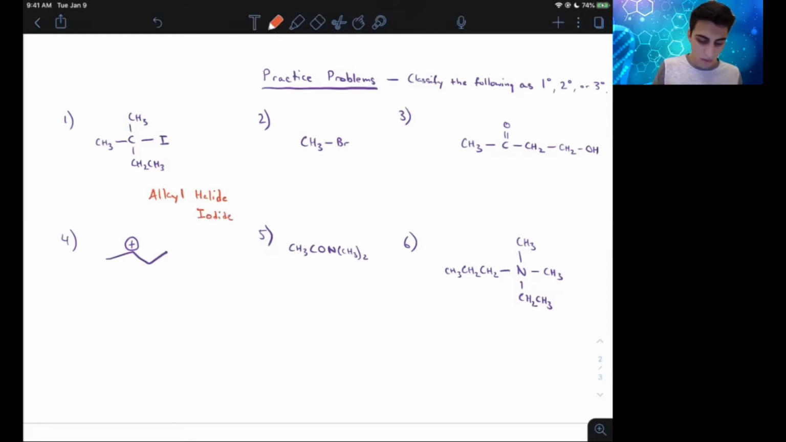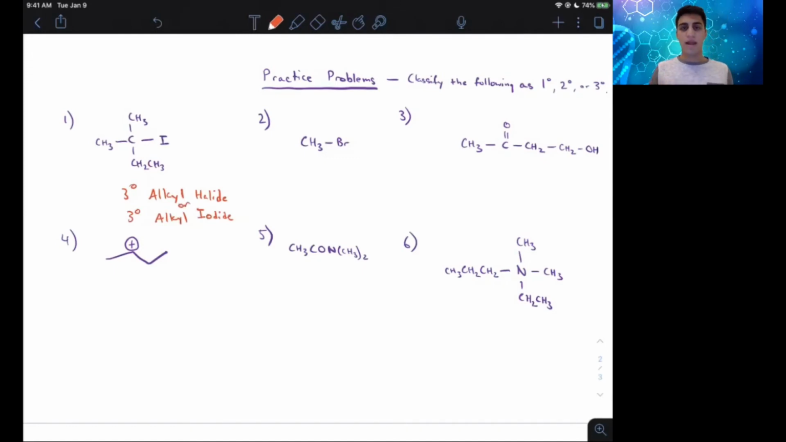And all we need to do, remember the rules, find your halogen, find the carbon that the halogen's attached to, and count how many carbons are attached to this carbon. So that would be 1, 2, 3 directly attached. Keep in mind, this one does not count. We do not have a line connecting those directly. So 3 carbons, this is going to be a tertiary alkyl halide. Or if we want to be more specific, a tertiary alkyl iodide.